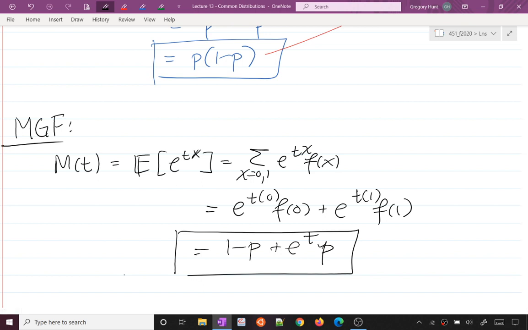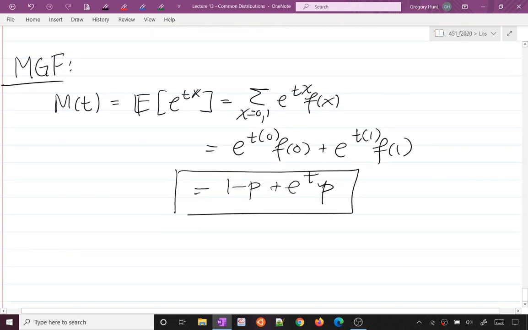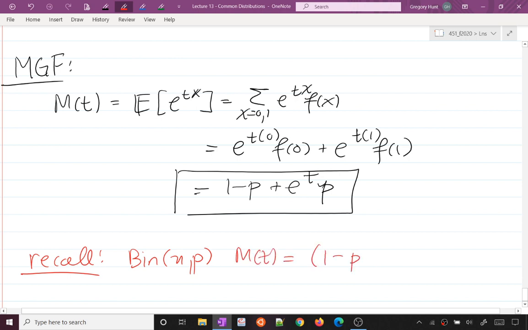And if we recall that for the binomial(n, p), the MGF was almost identical, but we had a power of n. And again, if I set n equal to 1, I would get this. So it seems right to me. Cool. Okay.